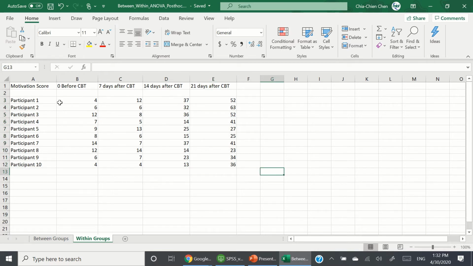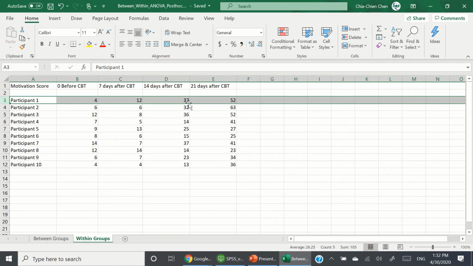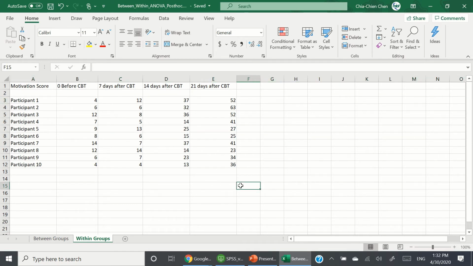So this is the same person that went through 4 different stages of the treatment. So this makes it a within groups, or repeated measures, subjects design. Now let's take a look at how you would do this in SPSS.